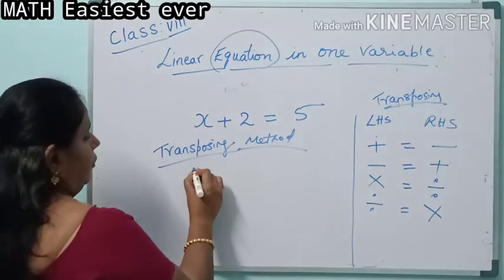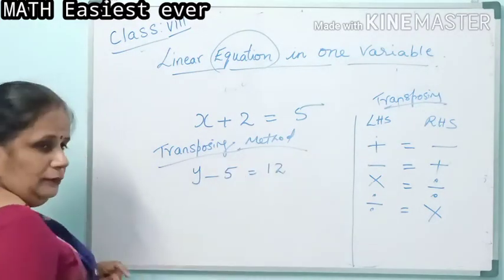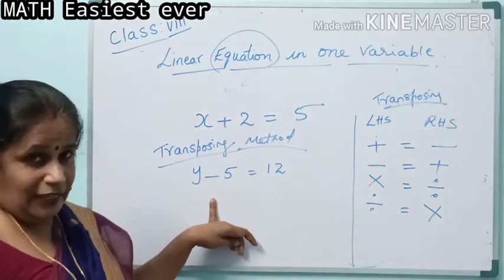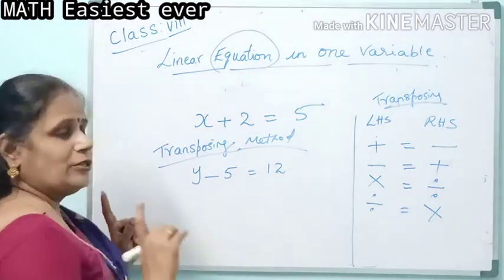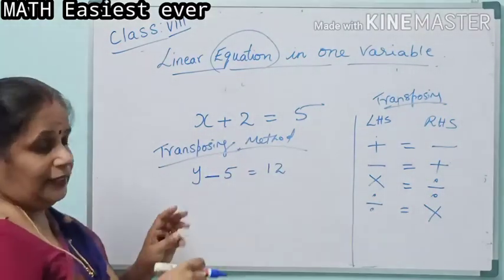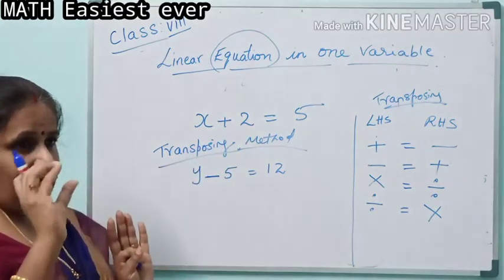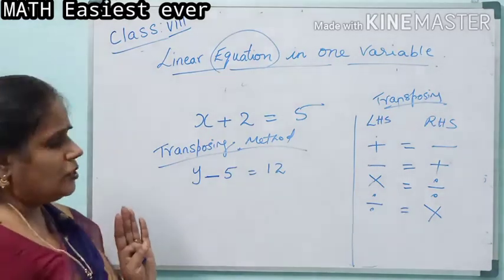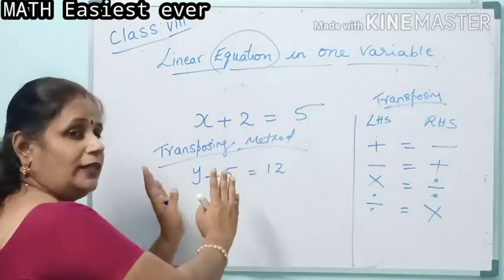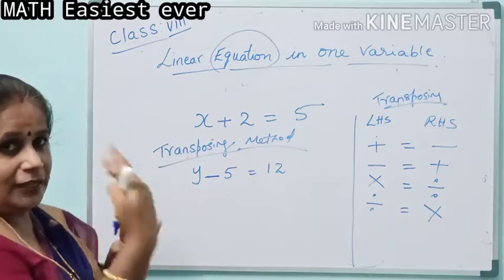Now, I'll give you an example. y minus 5 is equal to 12. Now, I want to find out what is the value of y. Okay, solution. So what I do is I use the transposing method. I want to take this minus 5 to the other side, because I want to have only y. I want the value for y. Minus 5 is extra on my left hand side, so I want to transpose it from the left hand side to the right hand side.